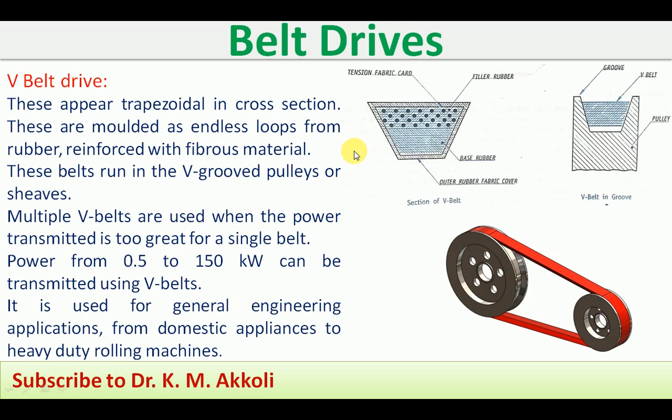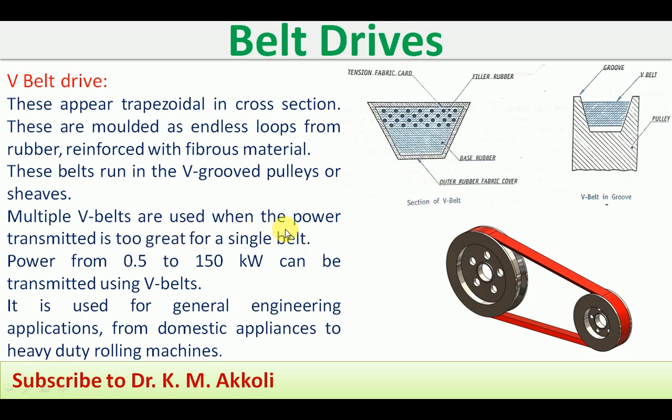These belts run in a V grooved pulley or sheave. We can see that the pulley has a V groove, and the belt is placed in it so that the contact surface will be more. Therefore, more friction there will be, the slip will be reduced, and we can have more power transmission even with a smaller center distance.